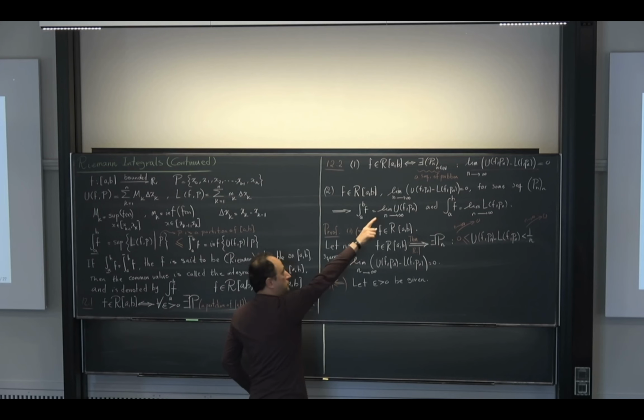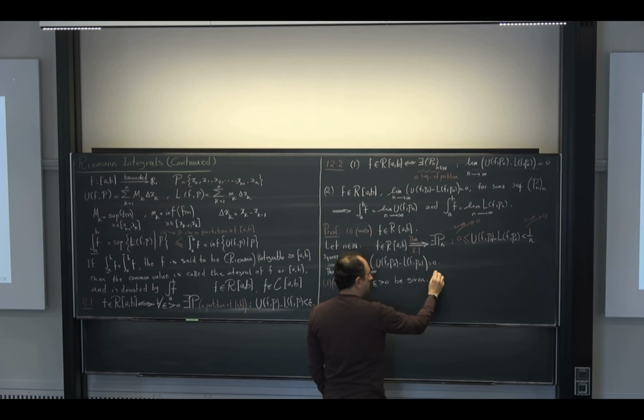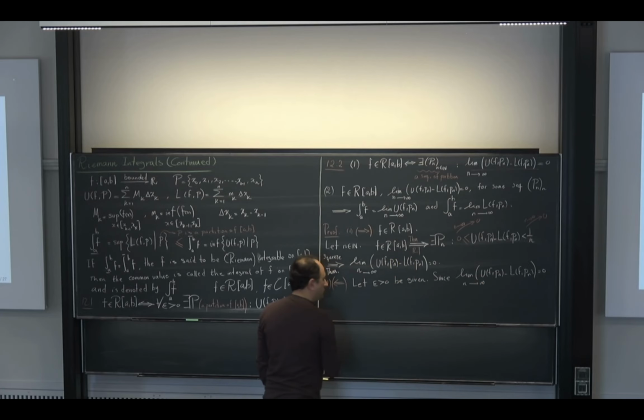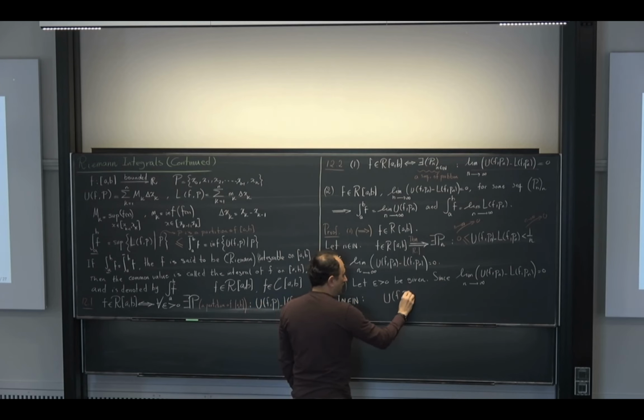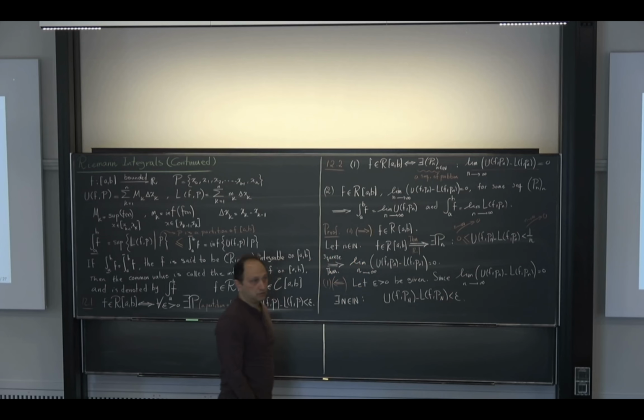Okay, my assumption is that the limit of U(f, Pn) minus L(f, Pn) is equal to 0. I would write something and then I will ask you, do you agree with this property: that there exists an n, a natural number, such that U(f, Pn) minus L(f, Pn) is less than epsilon? Do you agree with that?